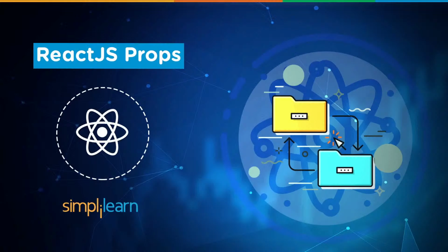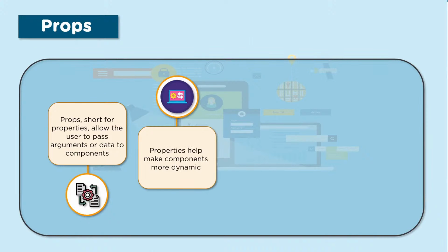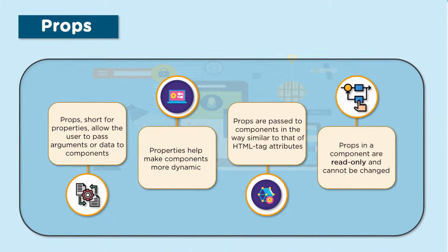Moving ahead, let's learn about another striking feature of React.js called props. Props, short for properties, allow the user to pass arguments or data to components. A parent component can pass additional information to its children using props. Properties help make components more dynamic. Props are passed to components in a way similar to that of HTML tag attributes. Now we'll look at this a little later in the video. Props in a component are read-only and cannot be changed. One thing to remember is that props are sent by the parent to the children components. Hence, the children components cannot make any changes to these props.